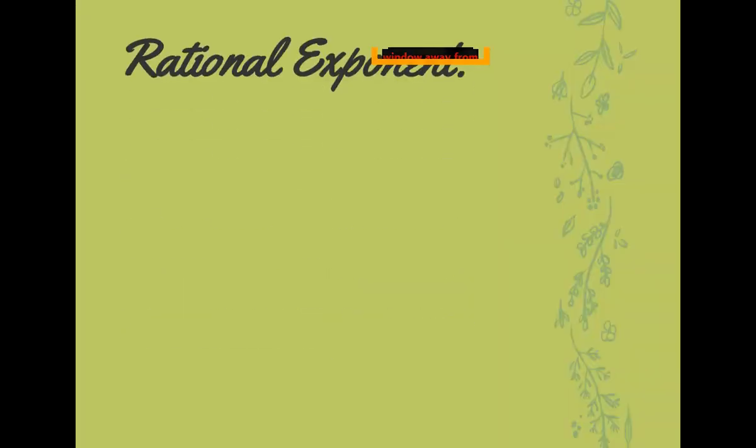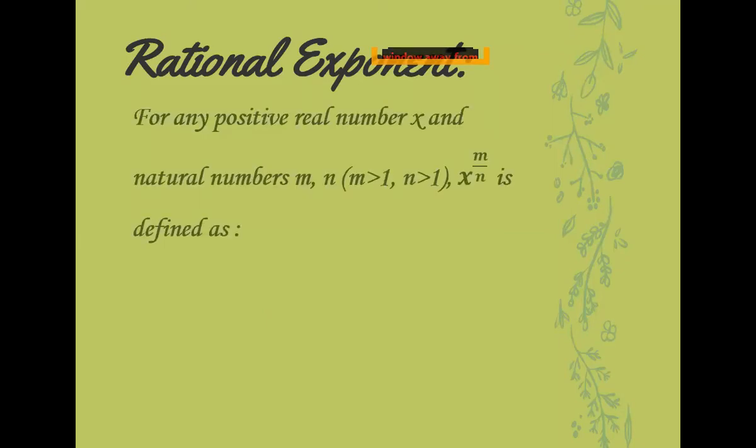Now what are rational exponents? Look here. Rational exponents for any positive real number x. Positive real number x means 1, 2, 3, 4, 5, 6, 7, 8, but positive. And natural numbers m and n. If you have any natural numbers m and n, but your m must be greater than 1 and n must be greater than 1, then you have this thing x to the power m upon n.